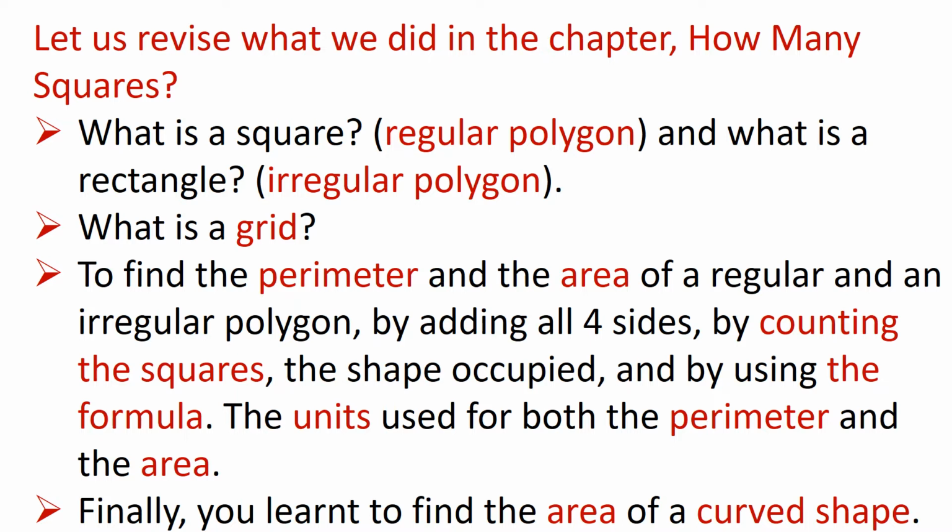Then you learned what is a perimeter and an area of a polygon and the units used for both the perimeter and the area. The length of a boundary of a shape is called its perimeter, and the units of the perimeter are same as that of length and breadth, that is centimeter, meter, etc. Area is the space occupied by a flat shape and is measured in square units.